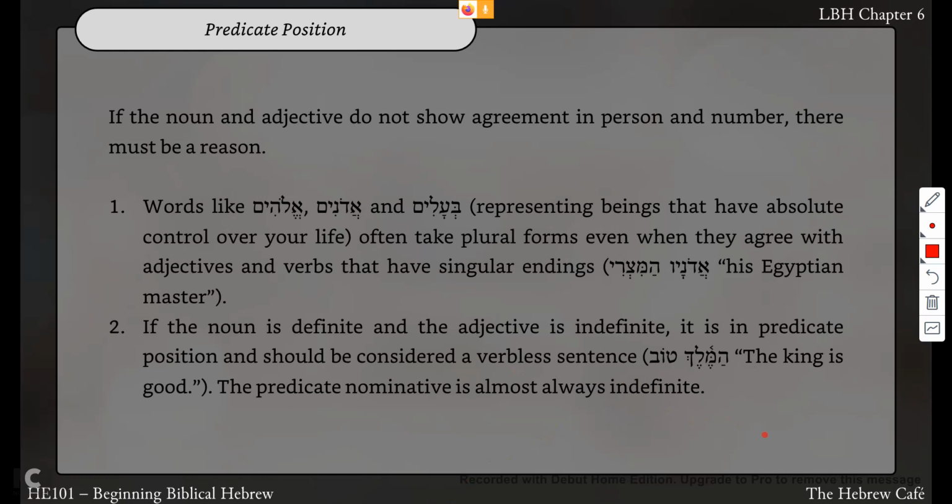Be'alim, is that the plural of Baal? Baal, okay. Ba'al in singular, be'alim in plural. Yeah. Got it.